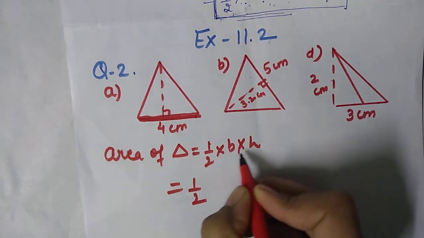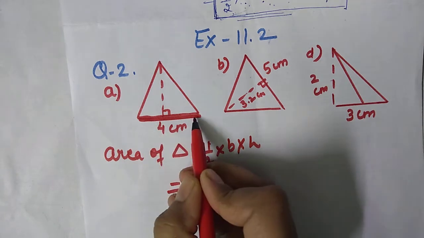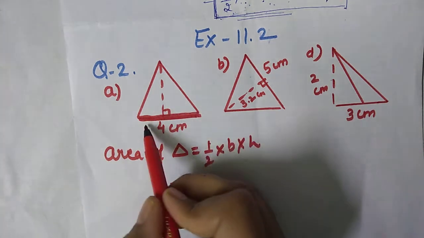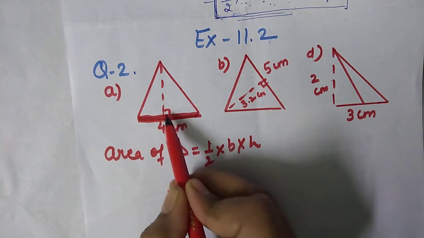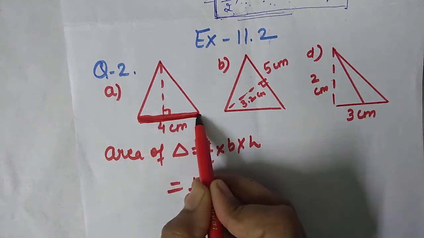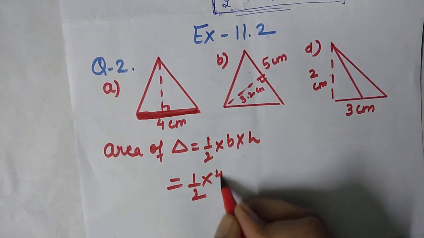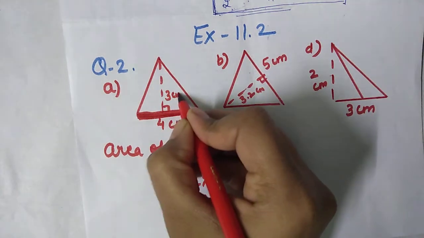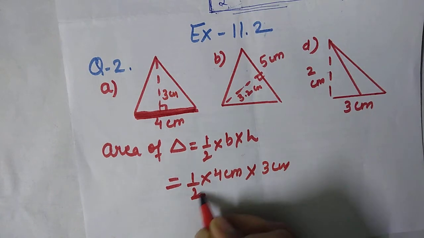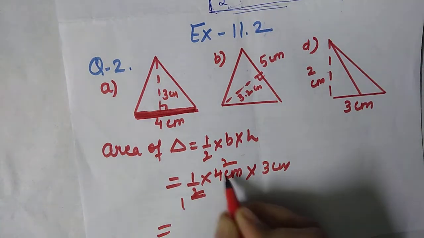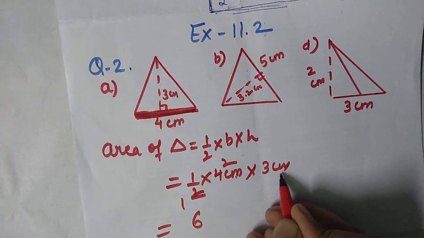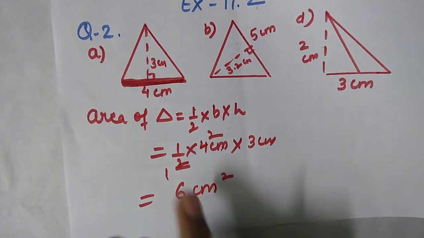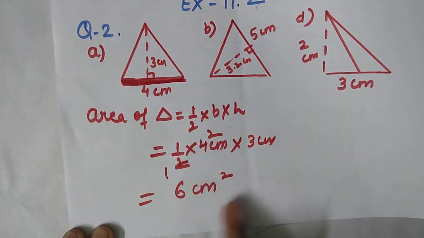Which one will you take as base? The base is the side of the triangle where the 90 degree forms. Okay, so here on this side there is a 90 degree angle, so this will be the base. So the base we have is 4 centimeter, and the height, the length we have been given, is 3 centimeter. So now, half into 4 is 2, 2 into 3 is 6, and centimeter into centimeter is centimeter square or square centimeter. Okay, and as this is area, the unit will be square centimeter.